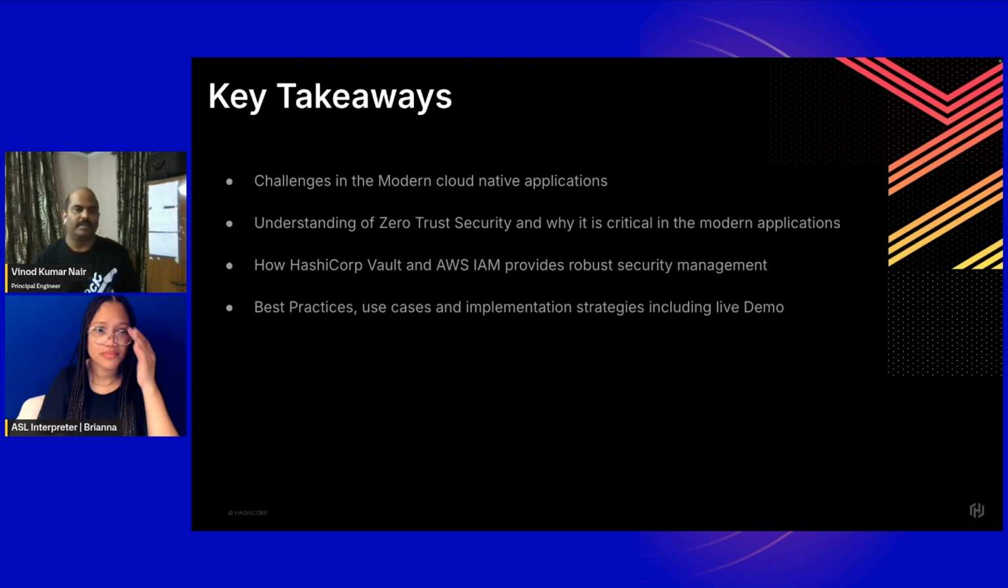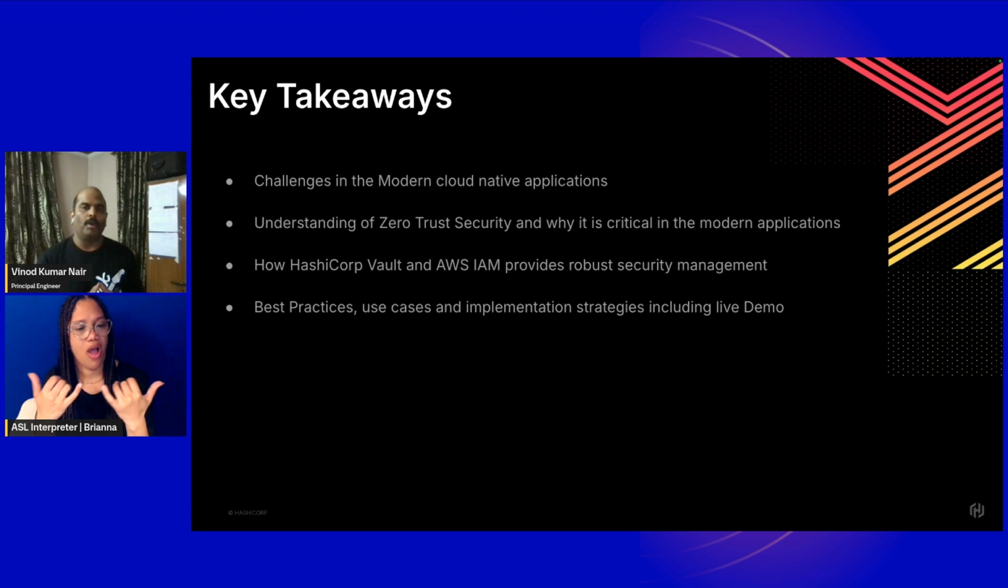So these are the key takeaways which we learned in this talk. We started with the problem of cloud native applications. Then we got into zero trust security models and why they are important in modern applications. Then we saw the live demo of how you can integrate Vault with an AWS IAM role to provide a zero trust security model. We also got a glimpse of how you can make use of IAM Roles Anywhere if you are completely outside the boundary of the AWS cloud, along with some best practices and use cases.